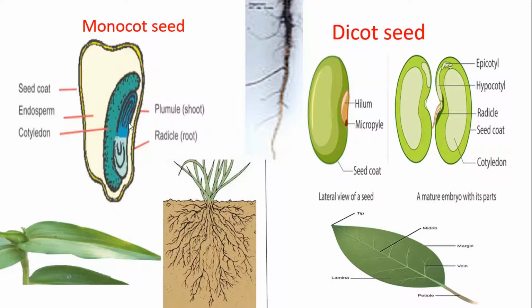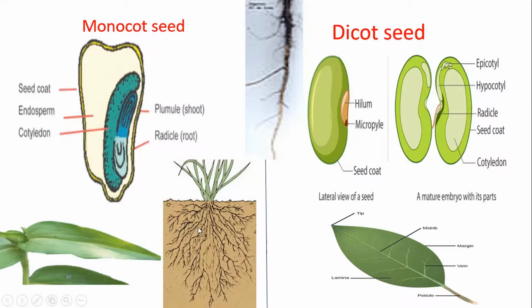The young plant is known as an embryo, and it is made up of two main parts. One, the plumule, which is also known as the shoot, because it becomes the shoot. Then we also have the radicle, which becomes the root. Now a monocot seed has this type of root. Which type of root is this? Fibrous root. Look at this leaf. This leaf is known as a parallel veined leaf. All monocots have this type of leaf and this type of roots.